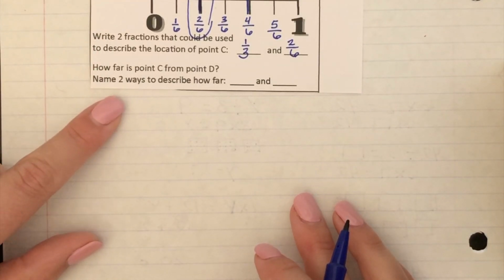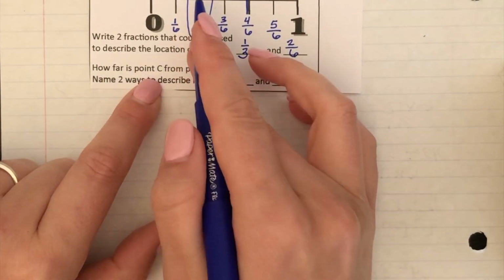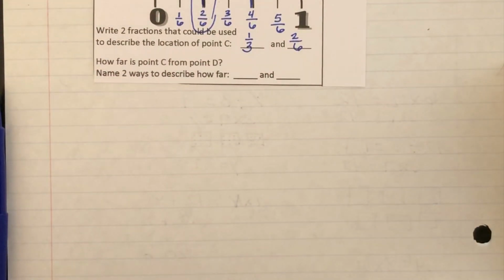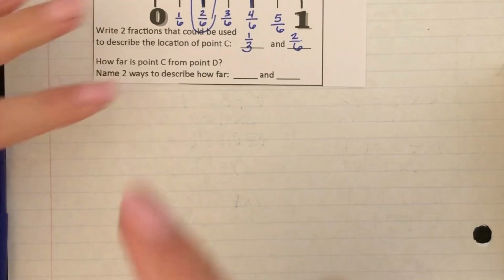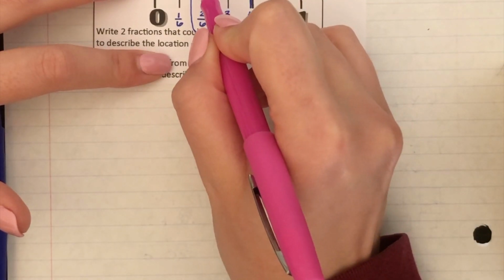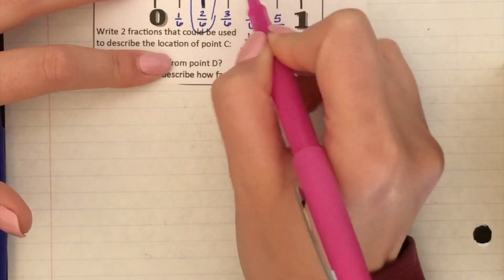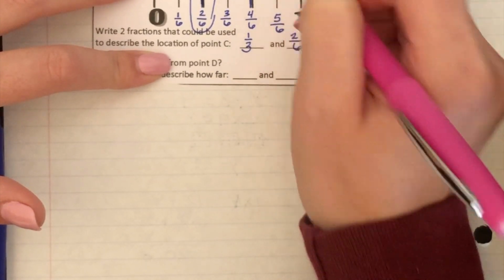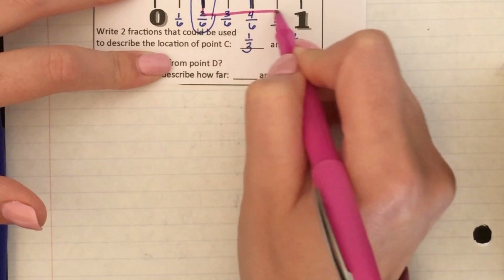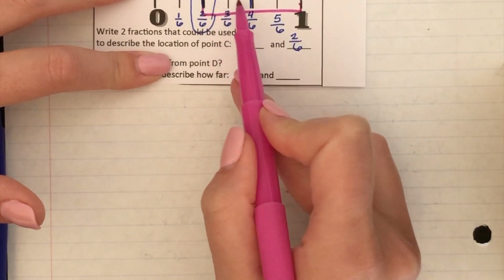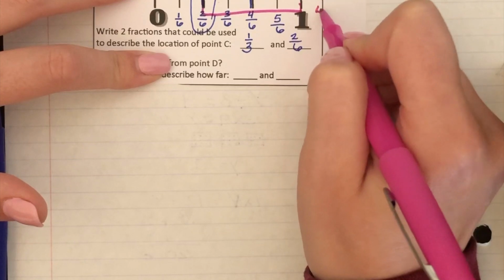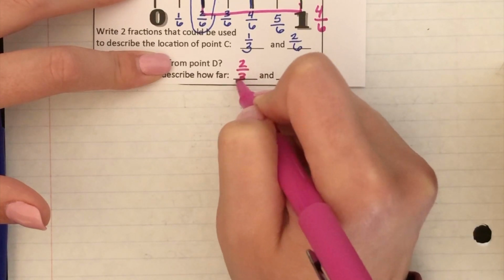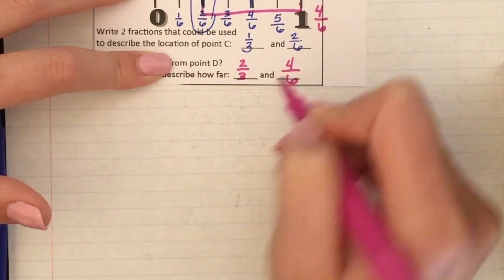Then it's asking how far is point C from point D. So I'm going to switch my color here, and it wants to know how far. If we did it with the top, it would be 1/3, 2/3, and if we did it from the smaller section, it would be 1/6, 2/6, 3/6, and 4/6. So it would be 2/3 and 4/6.